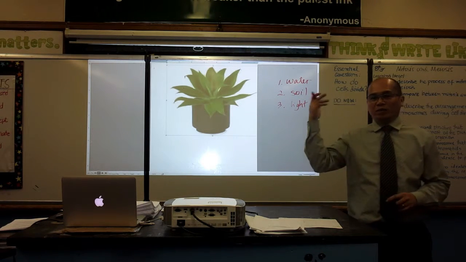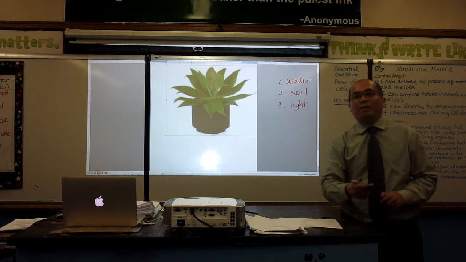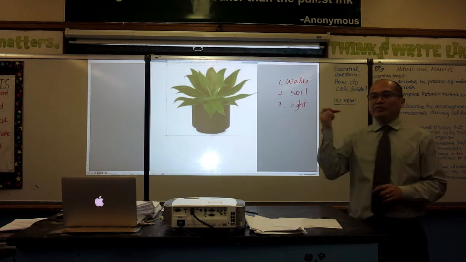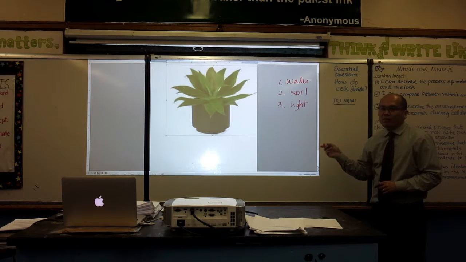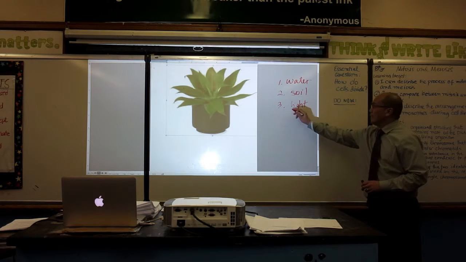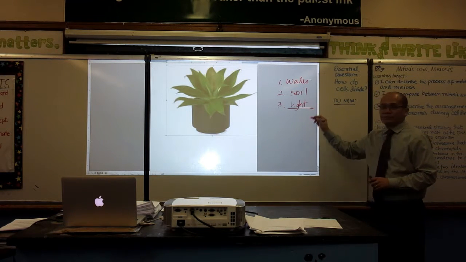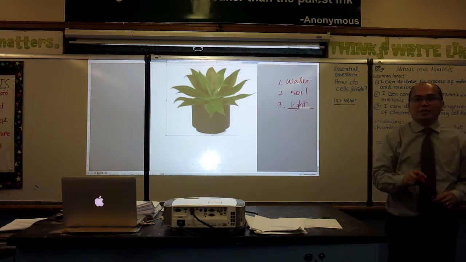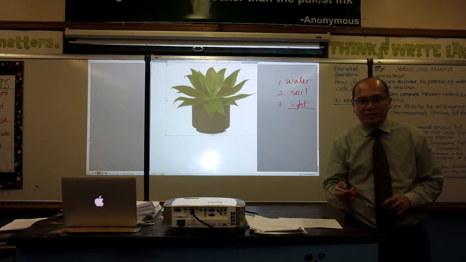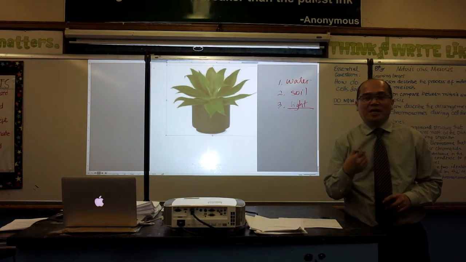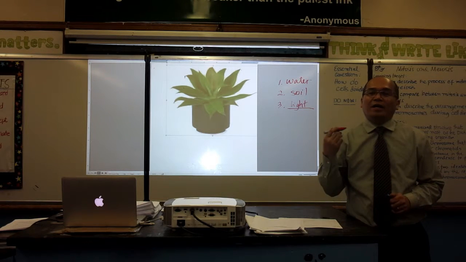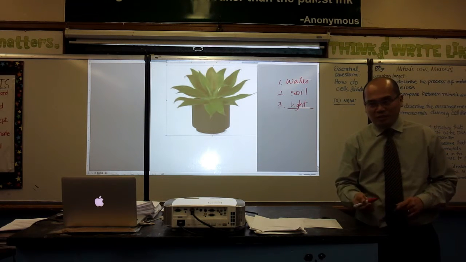Alright, based on what you have shared about factors needed by plants to survive, let us focus on just one of the factors, light. Do you think the light affects the rate of photosynthesis? How will you design an investigation to test your hypothesis?